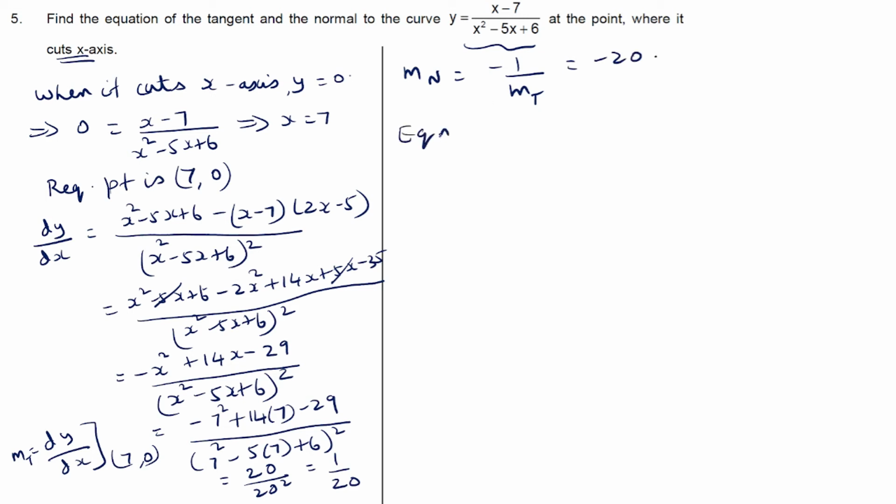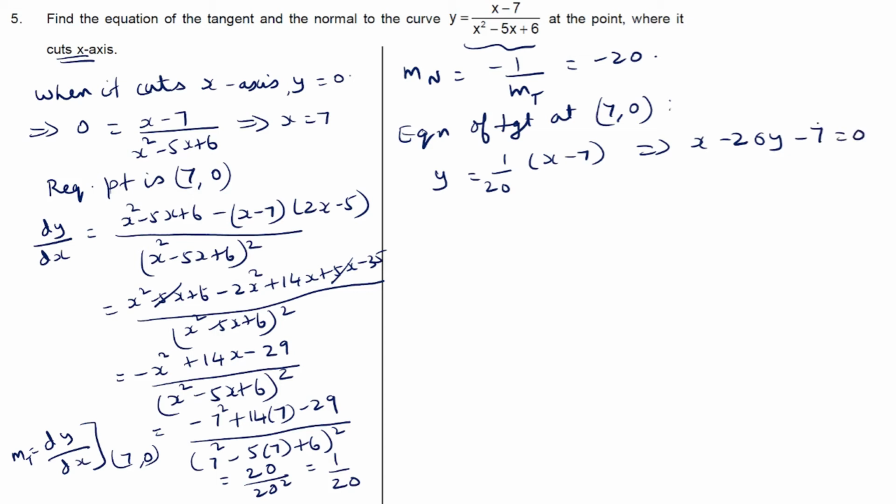Now equation of the tangent is at 7, 0. It is y minus y1 is 0 equal to, this is the slope of the tangent, 1 by 20 into x minus 7. Or we have x minus 20y minus 7 equal to 0.